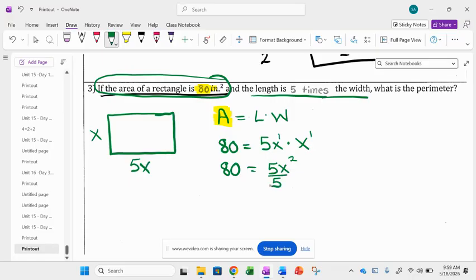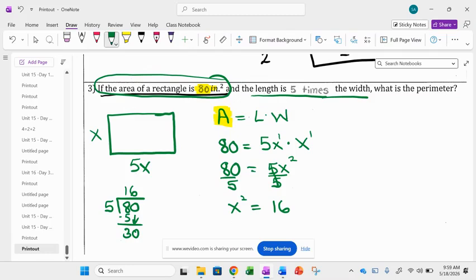I'm going to divide by 5 on both sides. And then I'm going to have 80 divided by 5. 5 goes into 8 once. Subtract, bring down that 0. 5 goes into 30 16 times. So we're going to have x squared equals 16.